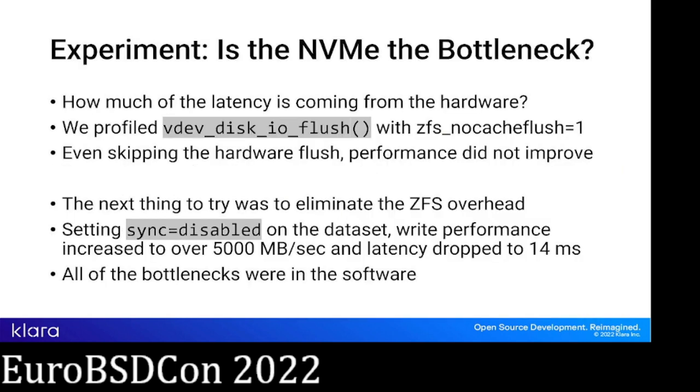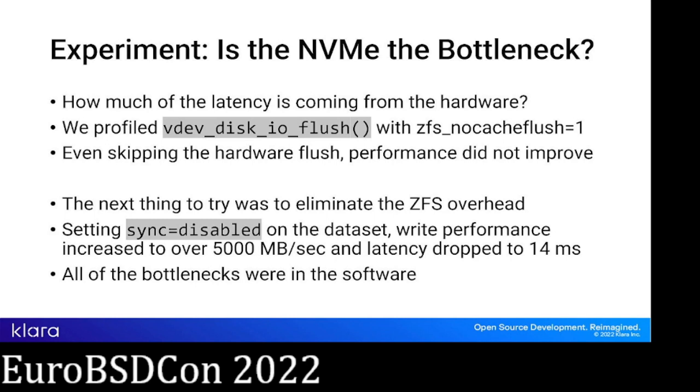So we still thought at this point that a large part of the bottleneck was just that fsyncs take a long time, right? Drives take a while when you ask them to promise that the writes I sent you are definitely going to persist. So we wondered how much of this latency that we're seeing in writes is coming from the hardware. So we tried profiling the vdev disk IO flush command. And then we even went so far as to set the no cache flush flag to 1 so that ZFS wouldn't actually flush, it would just assume that it worked. But even when we completely skipped over all the requests of the hardware for synchronization, the performance didn't change.